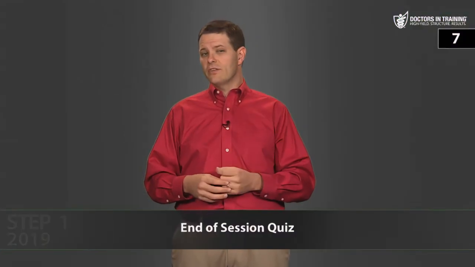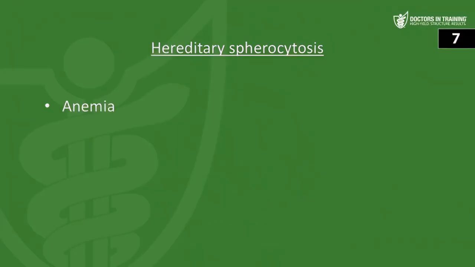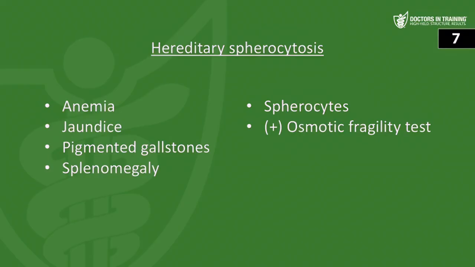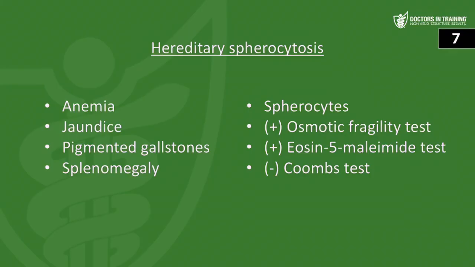Next, what findings are associated with hereditary spherocytosis? You're going to see anemia, and then jaundice from the hemoglobin breaking down into bilirubin, because this is extravascular hemolysis that's taking place in the spleen. And then with all that bilirubin, you're more likely to have pigmented gallstones. You might see splenomegaly, and you also see spherocytes on the peripheral smear. You can make the diagnosis with a positive osmotic fragility test or the eosin 5 maleimide test. But Coombs test will be negative because there are no antibodies involved here.